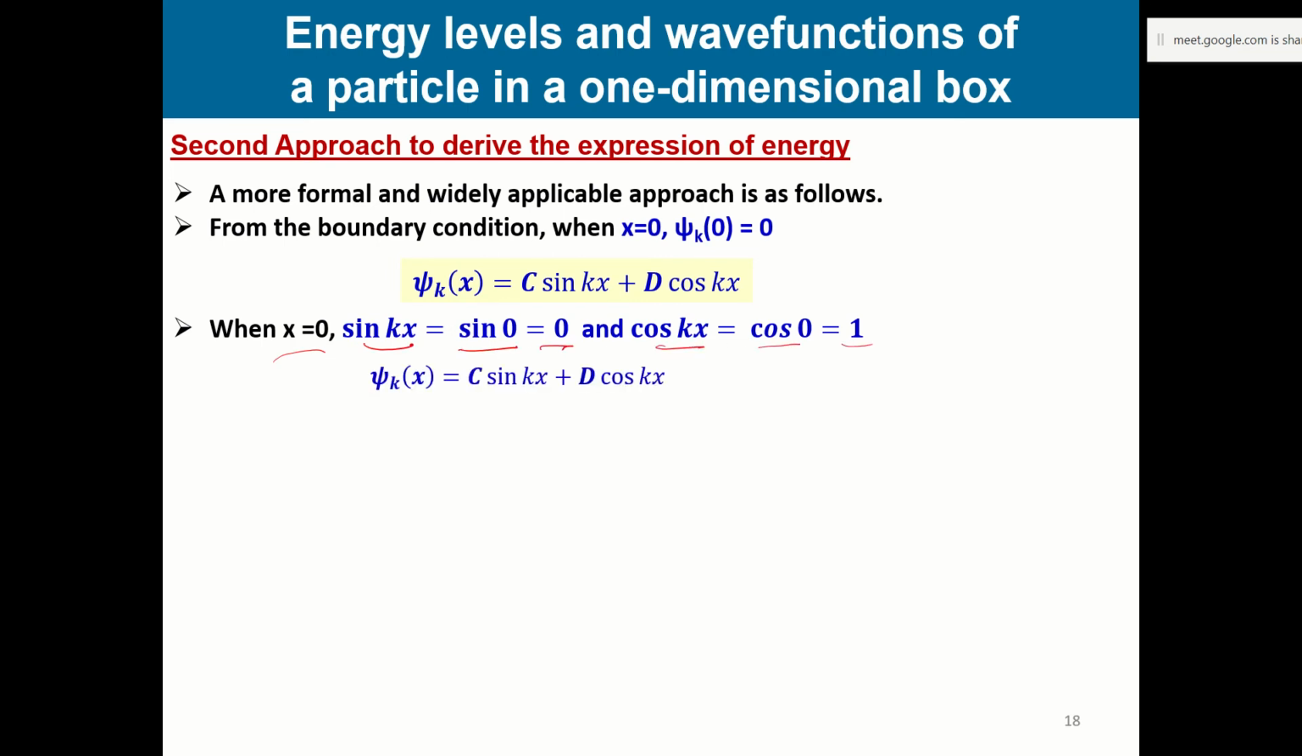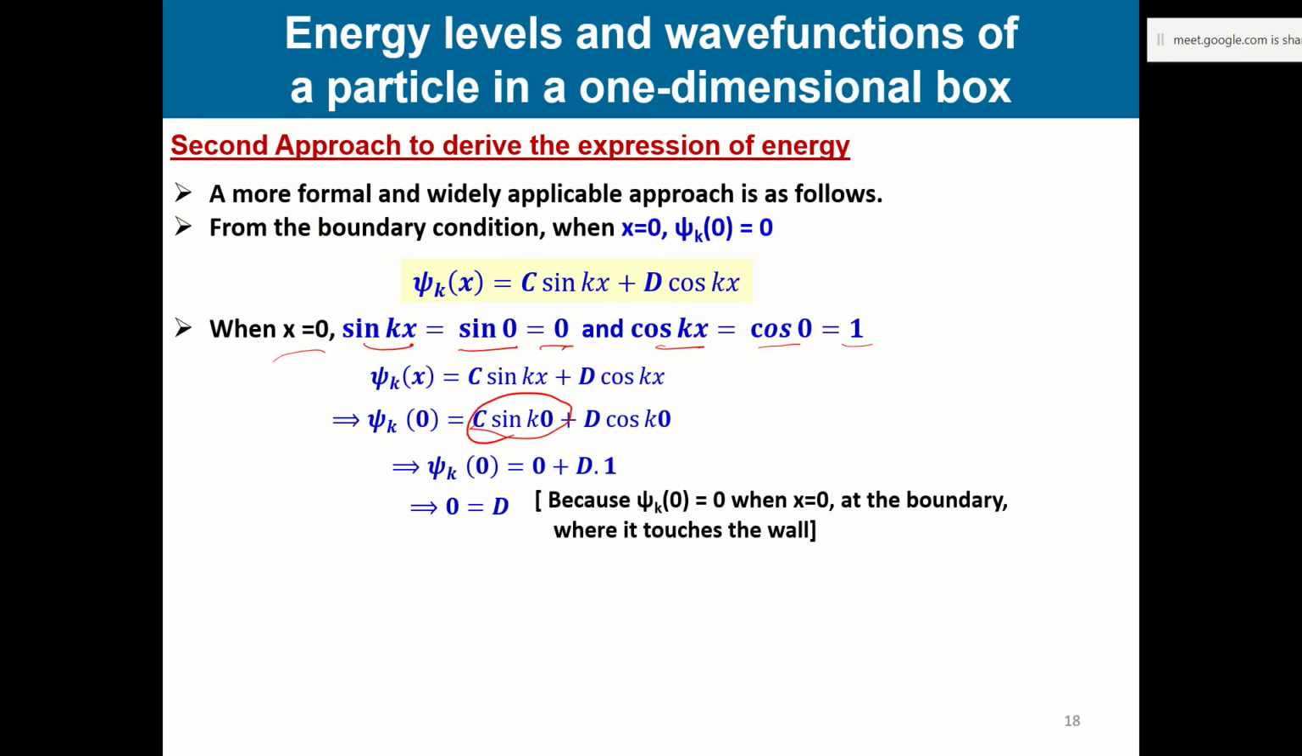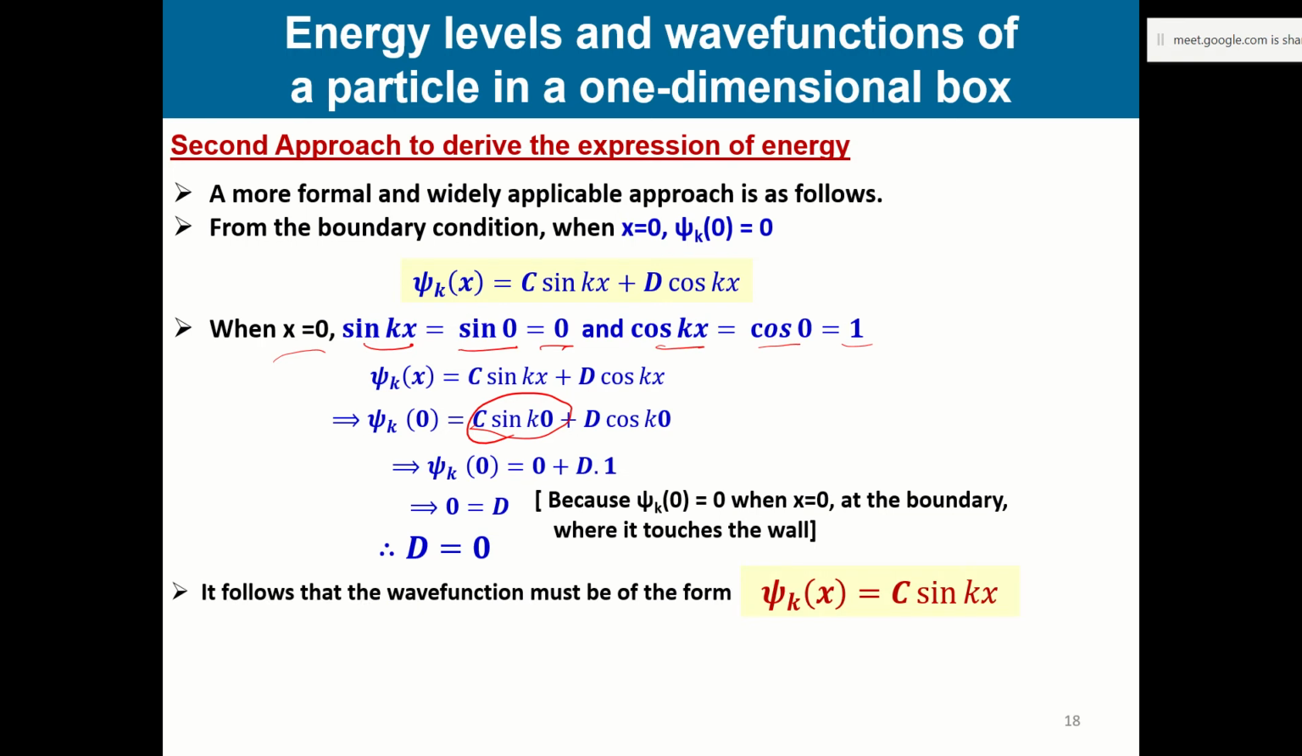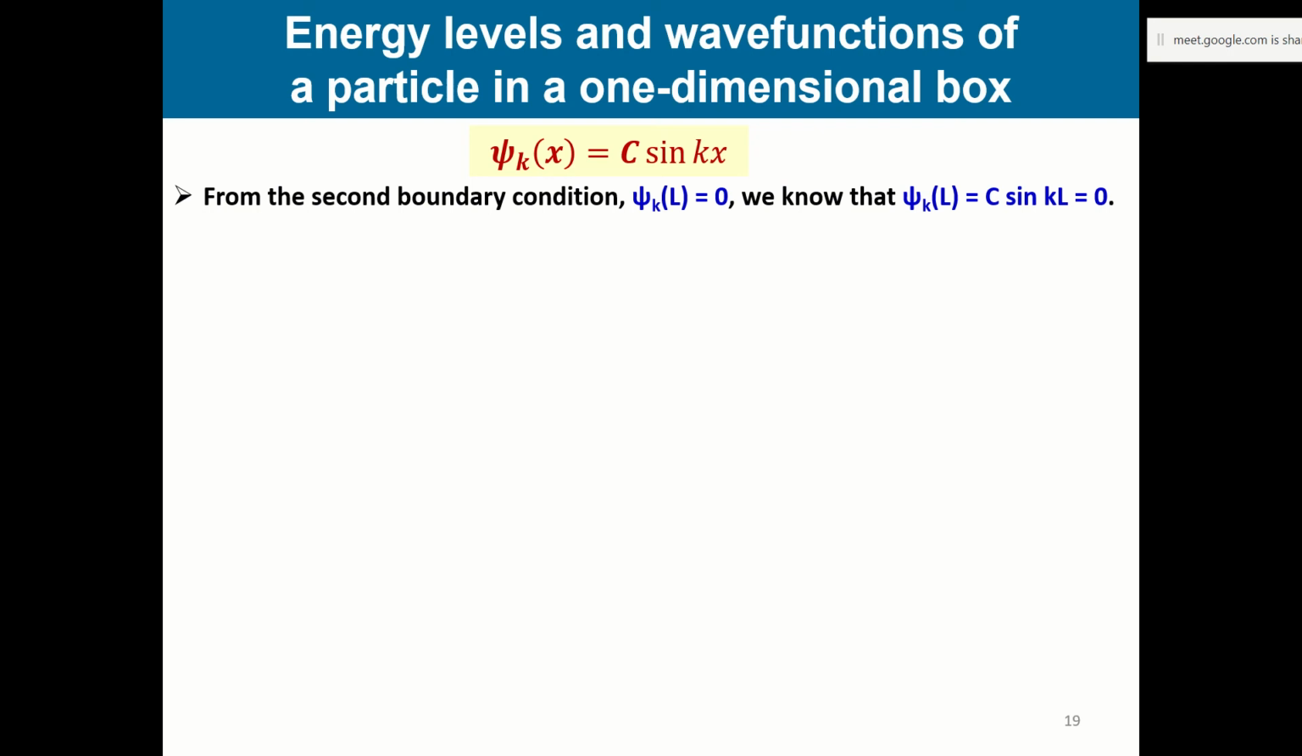So that simply tells you that one of the coefficients has to be 0. The whole function goes, only d remains, and d is equal to 0. So one of the coefficients becomes 0. Because psi at x is 0 is 0, d is equal to 0. It follows that the wave function now has to be only a function of sine, c sine kx.